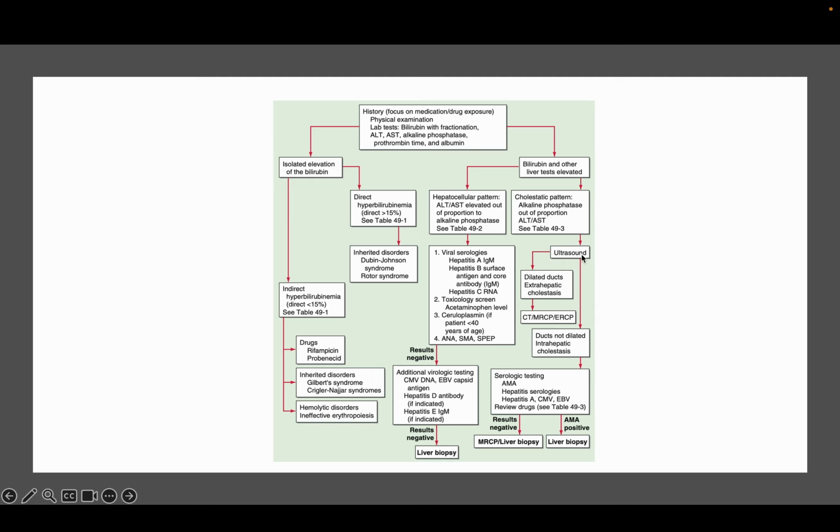If ALP is more elevated compared to AST and ALT, get an ultrasound. If the ultrasound suggests dilated ducts or extrahepatic cholestasis, always get an MRCP or ERCP. That is the best thing that can be done. Let's say the ducts are not dilated. That is intrahepatic cholestasis, which can be due to AMA, the antimitochondrial antibody, secondary to primary biliary cirrhosis. Primary sclerosing cholangitis affects both intrahepatic and extrahepatic bile ducts, so that will be found on ERCP or MRCP. But if only intrahepatic involvement is there, antimitochondrial antibody is one possibility.